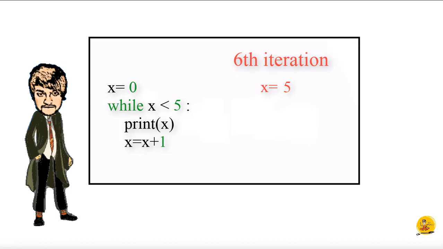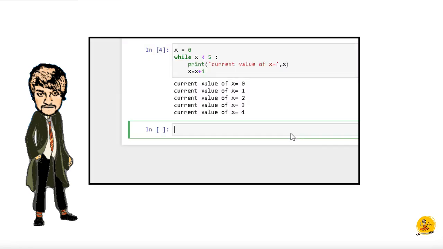Then the condition of while loop x less than 5 is executed. Since the condition is false as 5 is less than 5, the while loop is terminated and we get the final value of x from 0 to 4.